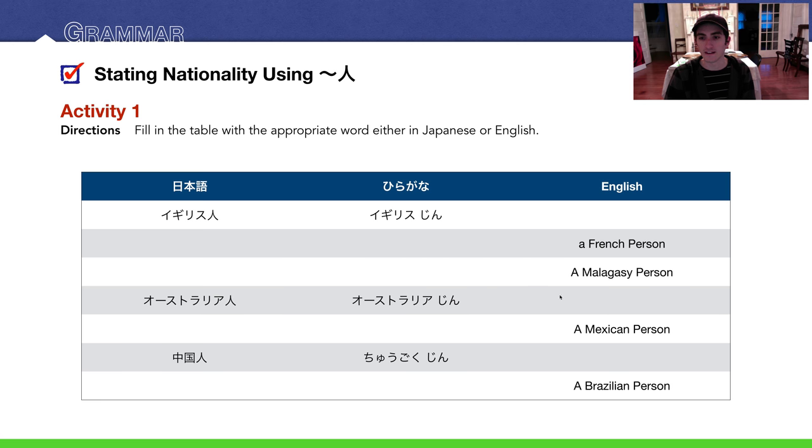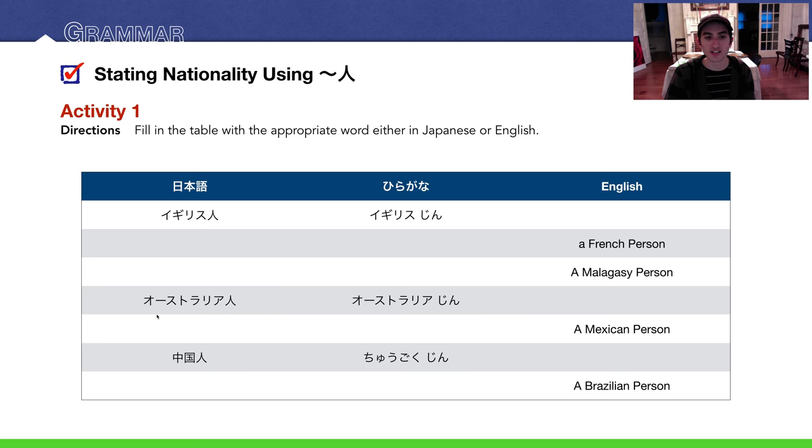A Malagasy person. I don't know if I'm even pronouncing that right. I had to Wikipedia this. Malagasy is the demonym, I guess it's called, of someone from Madagascar. So, the Japanese would be Madagascar and Jin. Madagascaru Jin. Okay.